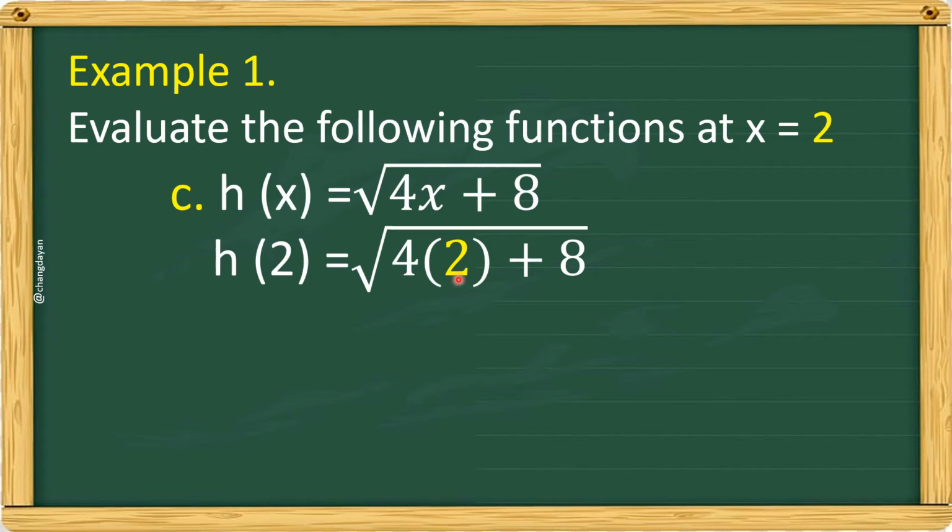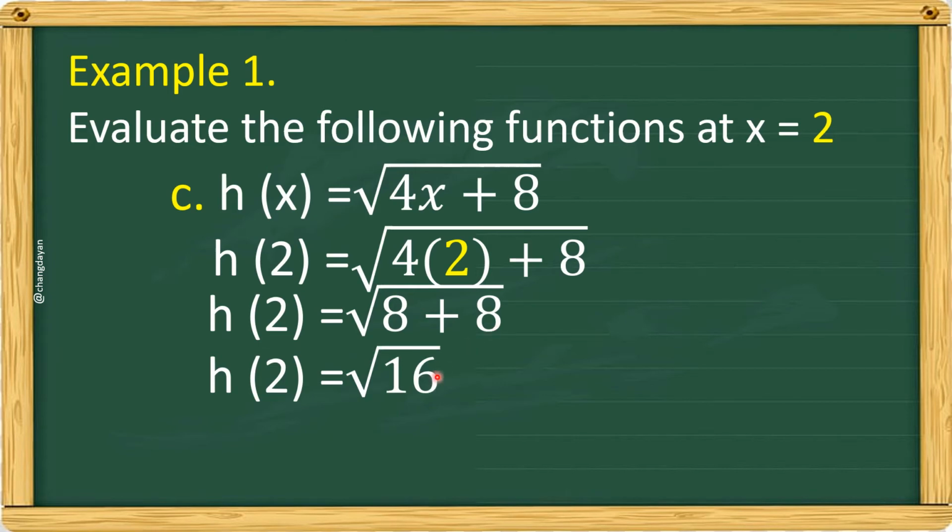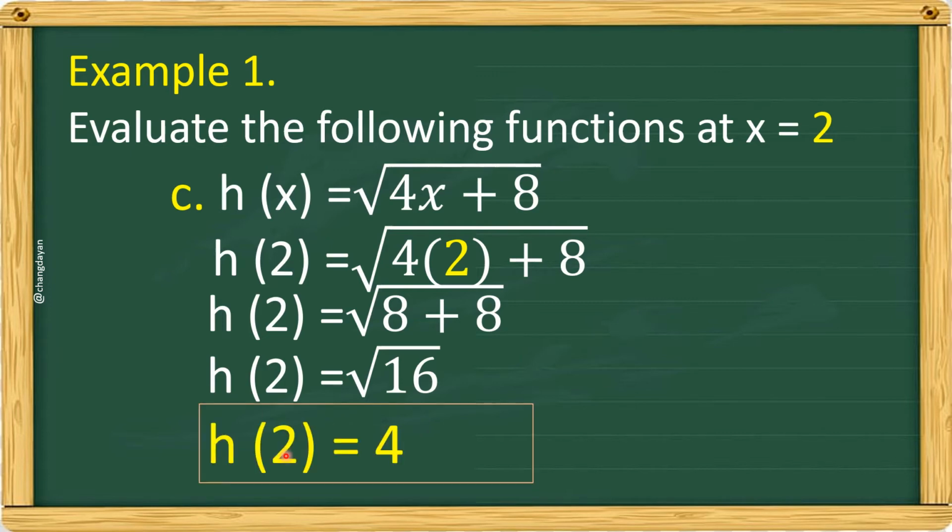4 times 2 is 8. And you have here h of 2 equals square root of 8 plus 8. Okay? So, add 8 and you have 16. Simplify. What is the square root of 16? That is 4. Therefore, our answer here is h of 2 equals 4.